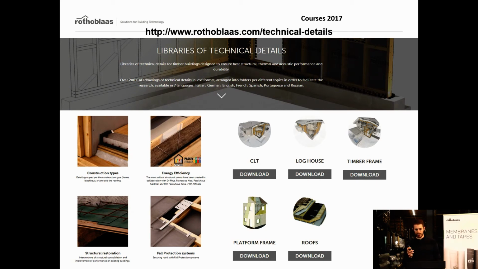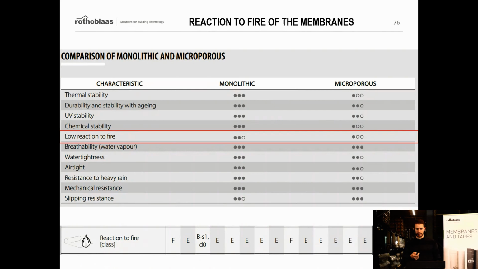On our website, you can find all of this information and a lot of interesting stuff to download that I just explained to you. So the last thing that I would like to talk about is the reaction to fire.